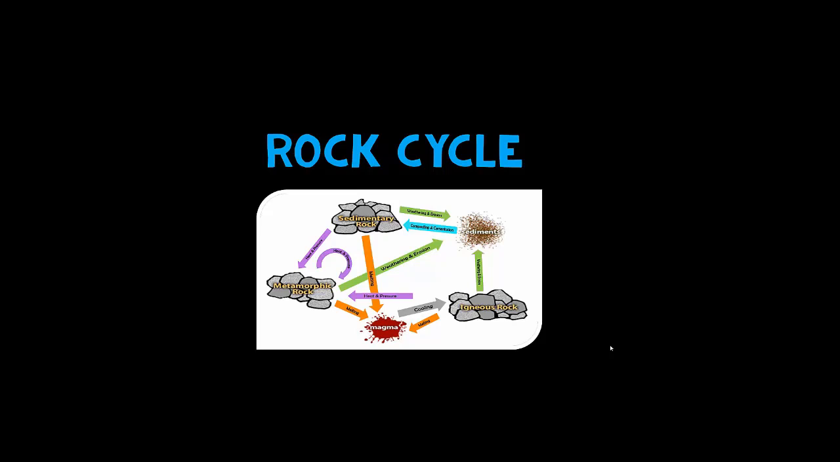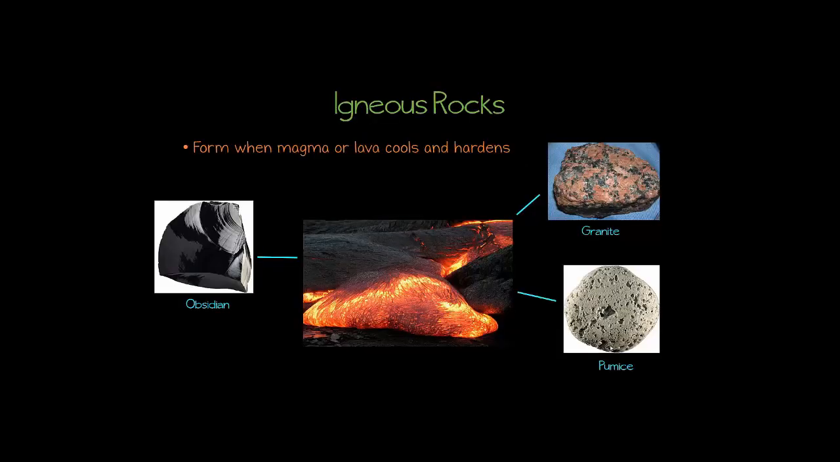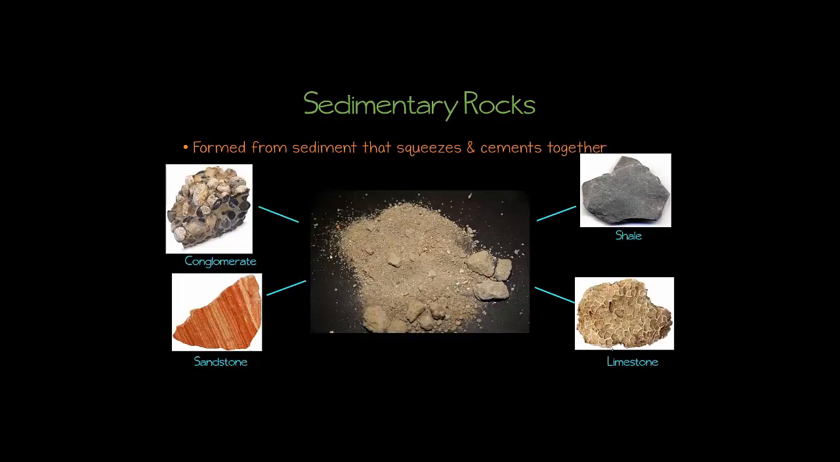In today's lesson, we're going to talk about the rock cycle. You've already learned that there are three main types of rocks. The word igneous comes from the Latin root ignis, which means fire. Igneous rocks are formed when melted magma or lava cools and hardens into a new rock. Sedimentary rocks are formed when tiny pieces of rock called sediment squeeze together to form a new sedimentary rock.